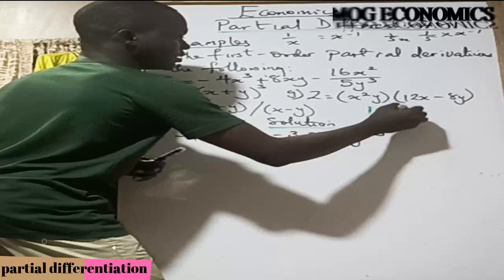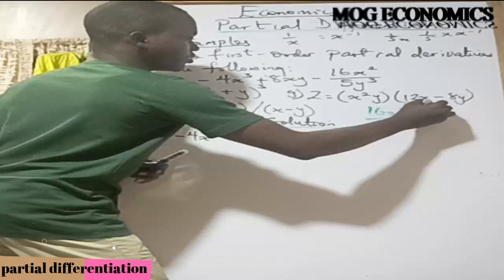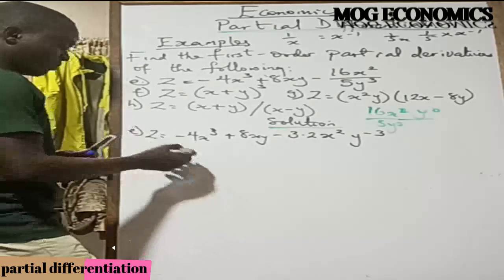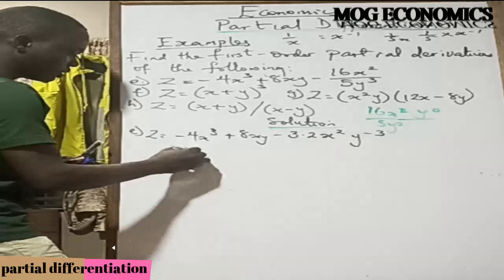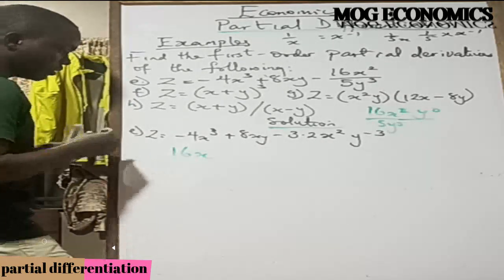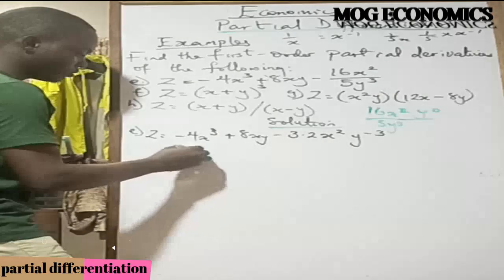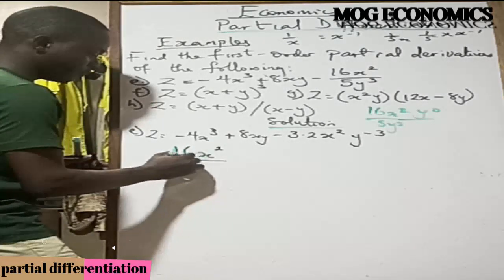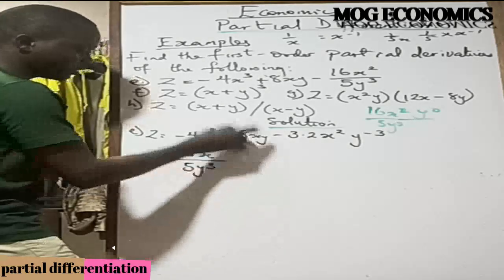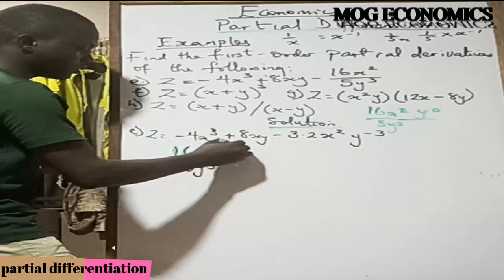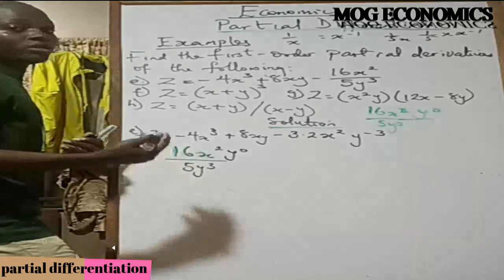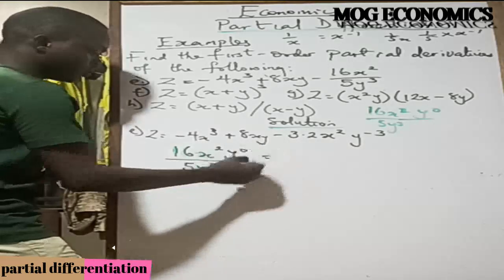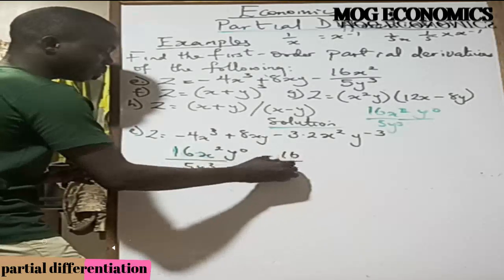So the assumption is that there is also a y here raised to power 0. Of course, you know anything raised to power 0 is 1, right? Maybe I should have written it here. So you have 16x squared divided by 5y cubed, and for you to bring this up, the assumption is that you have y raised to power 0 here as well. Y raised to power 0 is 1, just so you can work with the y cubed underneath. And then this becomes 16 over 5.